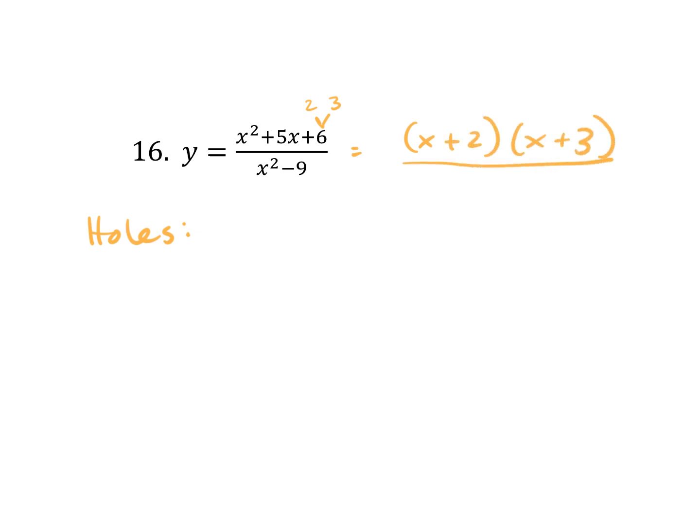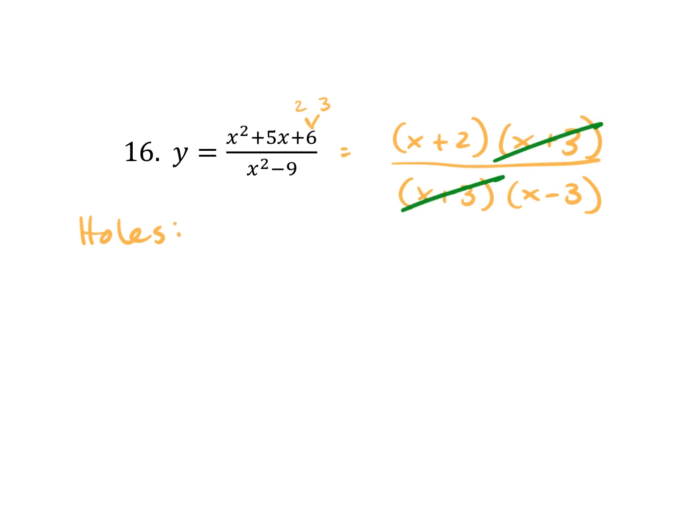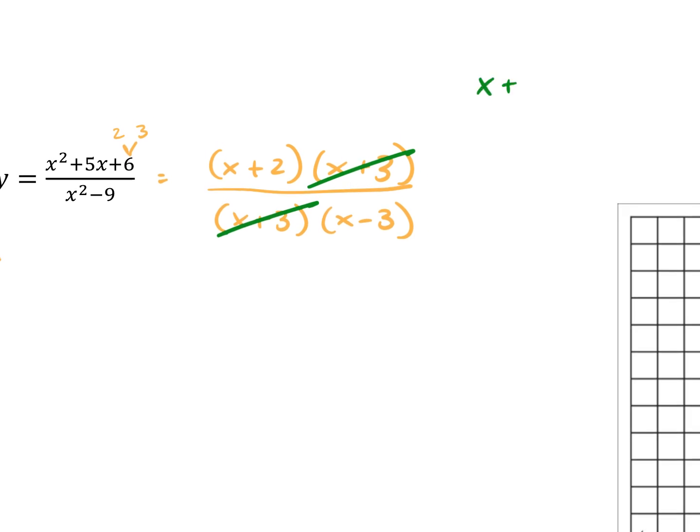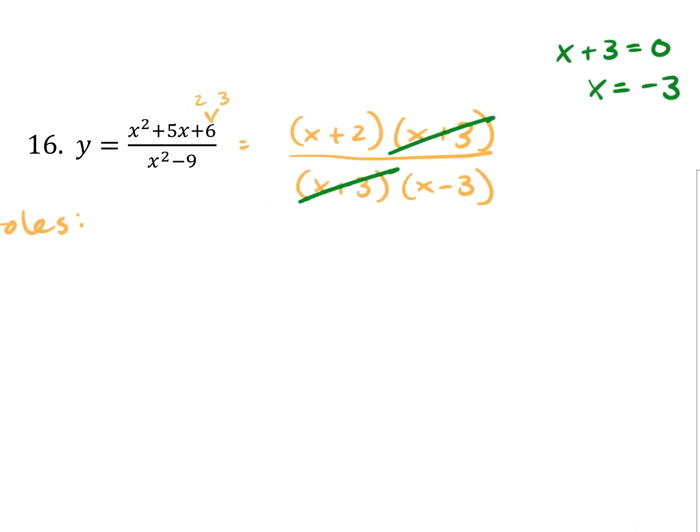And on our denominator, how do I factor x squared minus 9? X plus 3, x minus 3. It's the difference of squares. Perfect. Do we have a hole here? Yeah, what cancels? X plus 3. If you have the same factor in your numerator and denominator, they cancel. We've got a hole there. So x plus 3 equals 0. What does our x equal? Negative 3. So the x in my hole is going to be negative 3.